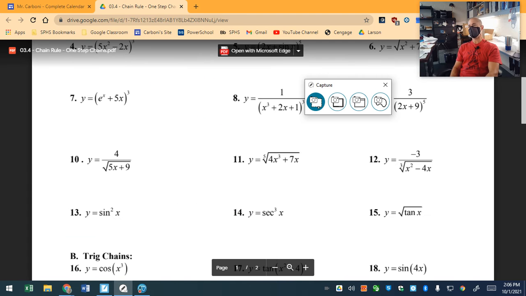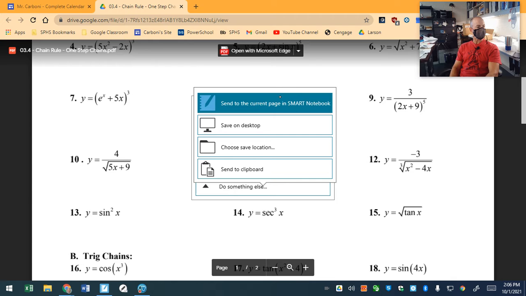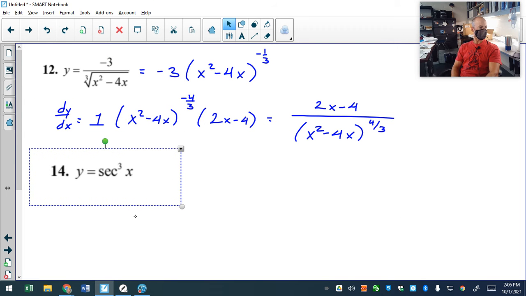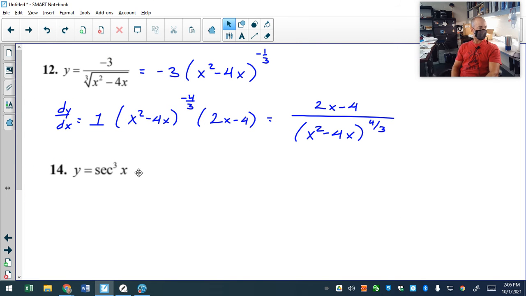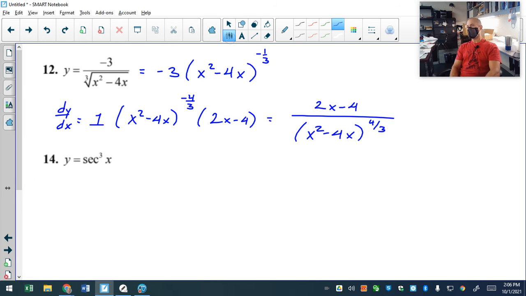14. Secant cubed. This is one that a lot of people fail to recognize as a chain rule. Now, if you failed to recognize any of these on this sheet as a chain rule, that's on you because the directions tell you to use a chain rule on all of them. For trig functions raised to a power like this, it's best for you to think of it, and if you need to physically write it this way, it's the same thing as secant x all cubed. So think of it that way.